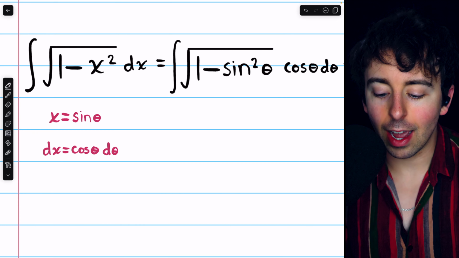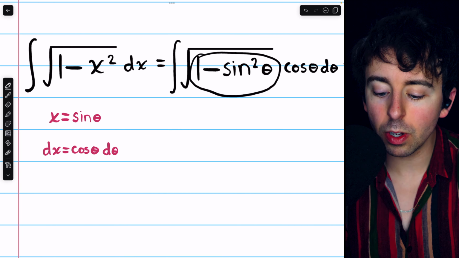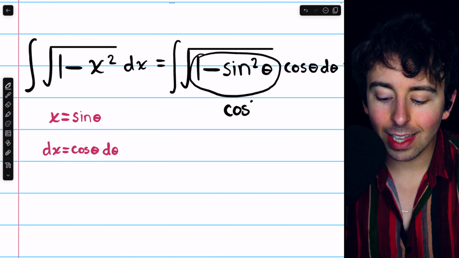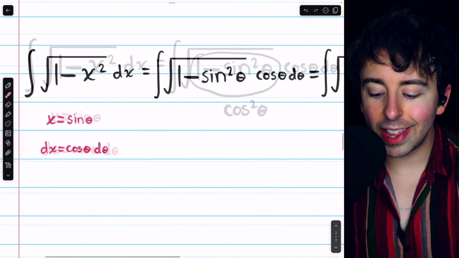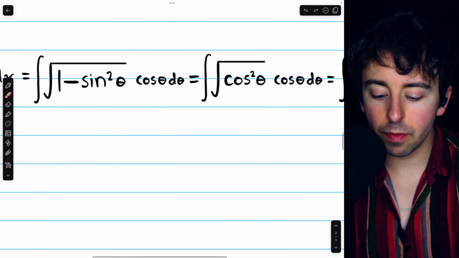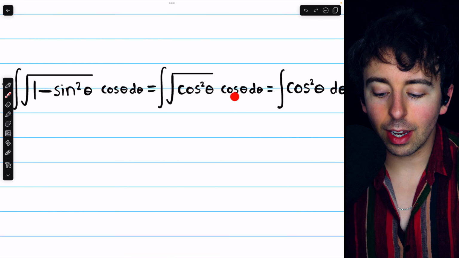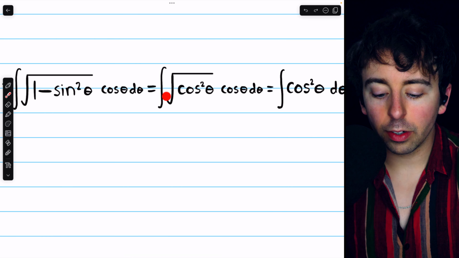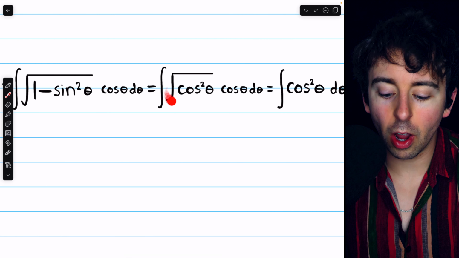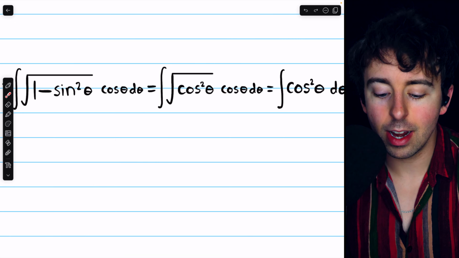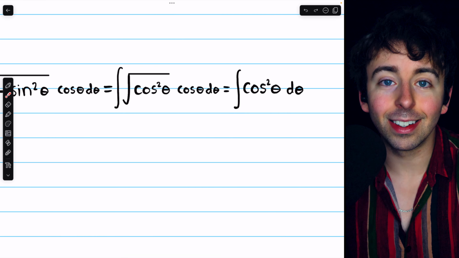Now, you may recognize 1 minus sine squared theta under the square root by the Pythagorean identity. That's just cosine squared under the square root. So then this integral is the integral of the square root of cosine squared theta times cosine theta d theta. Of course, the square root of cosine squared is just cosine, so we have one cosine and a second cosine. So we end up with just the integral of cosine squared theta d theta.